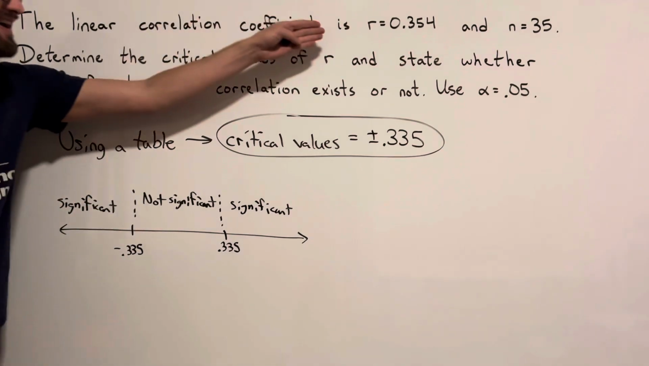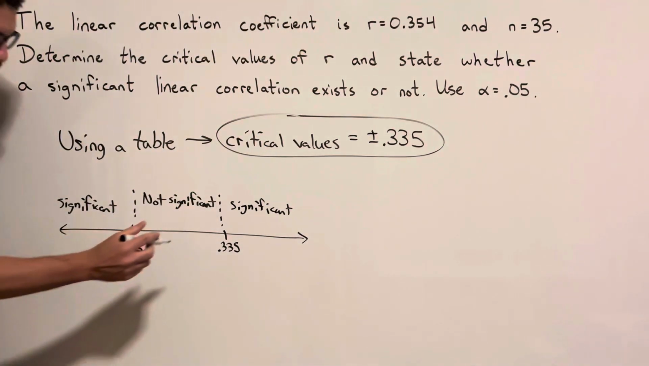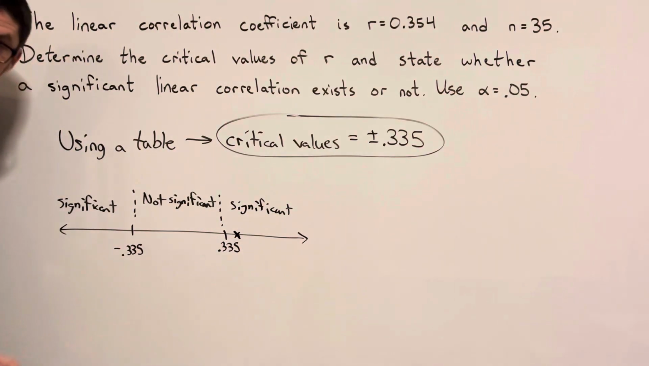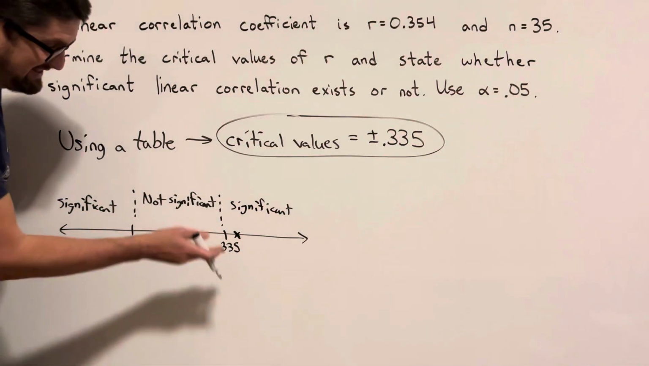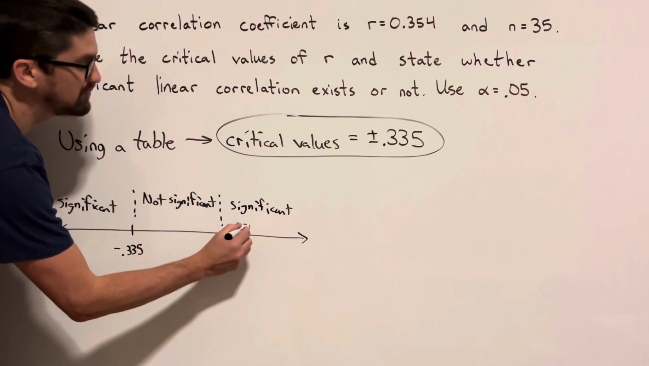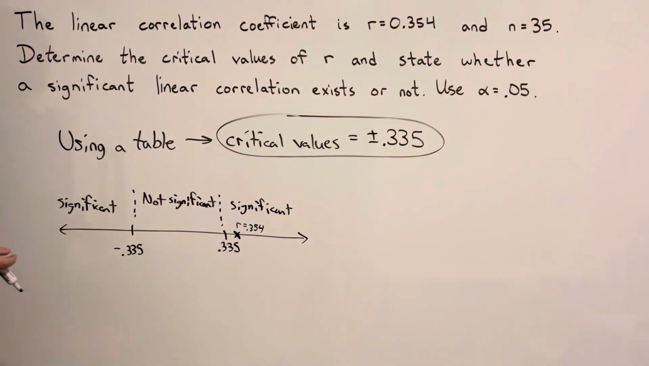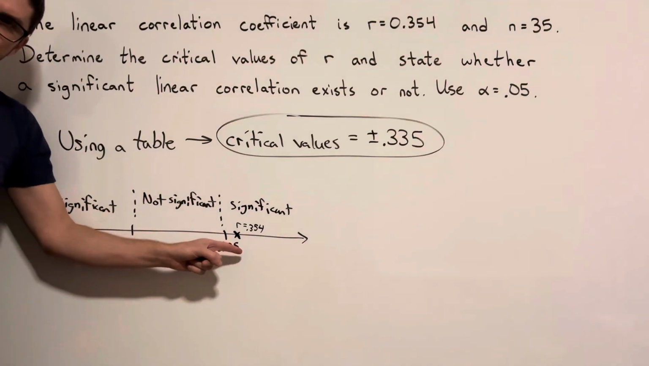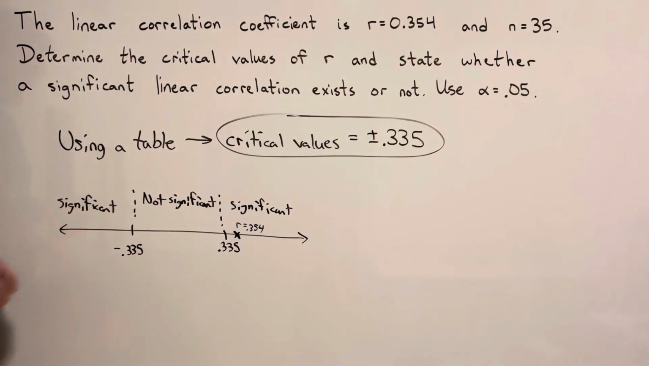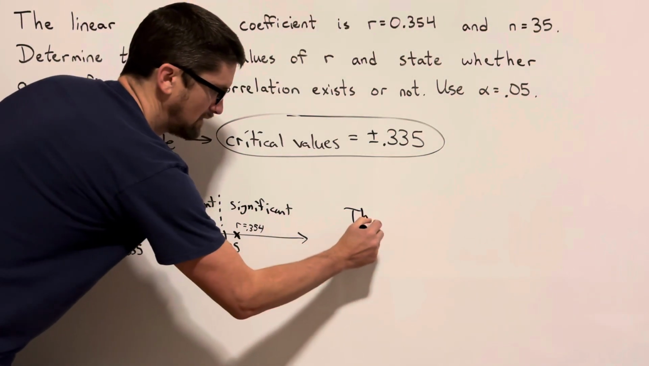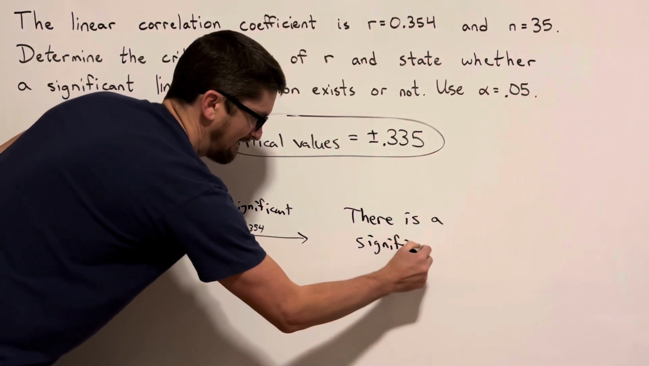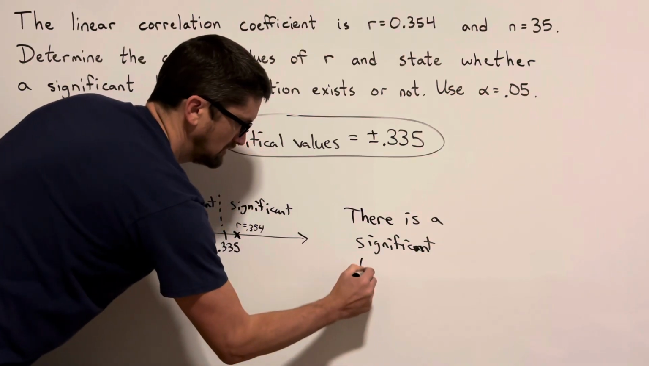All right, so we take the R value, it's 0.354, which is a little bit above this critical value. So it's in the upper region there. It's in the significant region. Here's the R right here, 0.354. So since R is above the critical value, then we're going to say that there is a significant linear correlation.